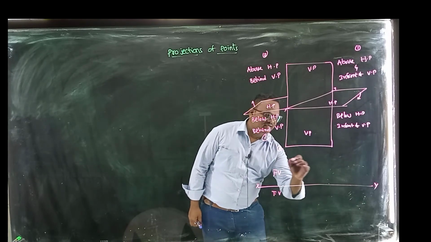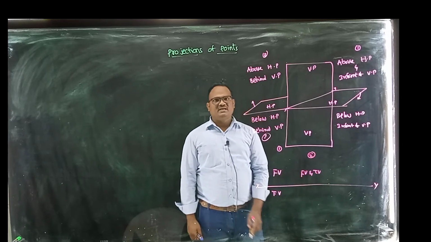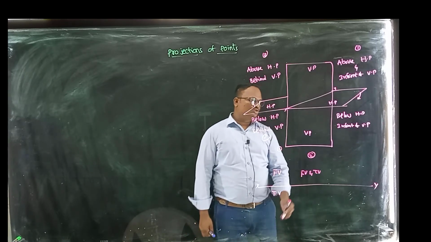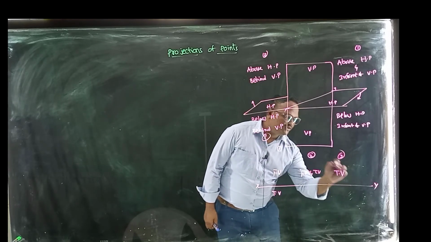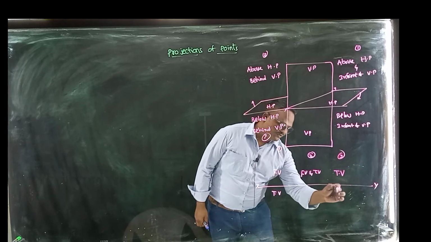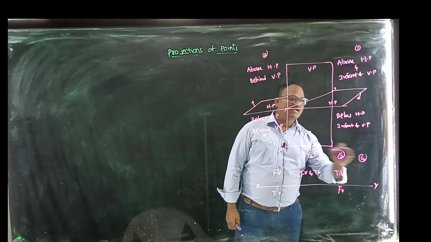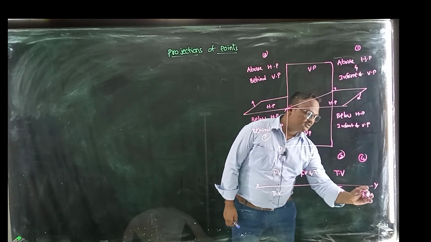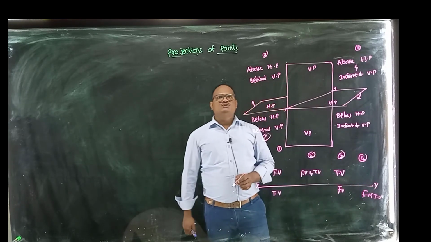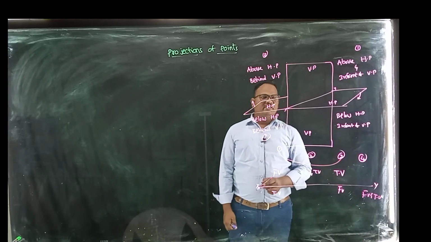Coming to the second angle projection, both front view and top view we will get above the reference line only. Coming to the third angle projection, the top view we will get above the reference line, and the front view below the reference line. Coming to the fourth angle projection, both front view and top view we will get below the reference line. One thing is that first angle projection is opposite to the third angle projection.